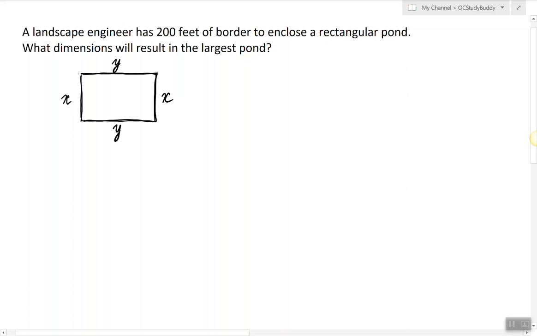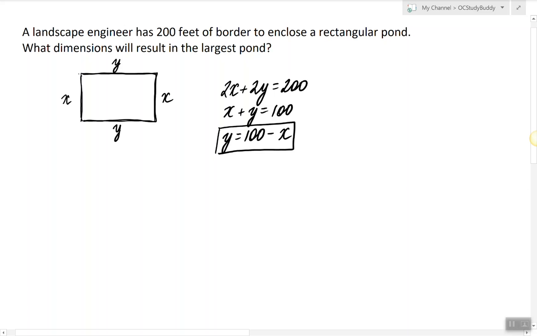So the first relation that we can write is the sum of all the lengths must be equal to 200. Therefore, x plus y must be equal to 100. Therefore, y, the length, depends on the width in the following way. If the width is x, the length has to be 100 minus x.